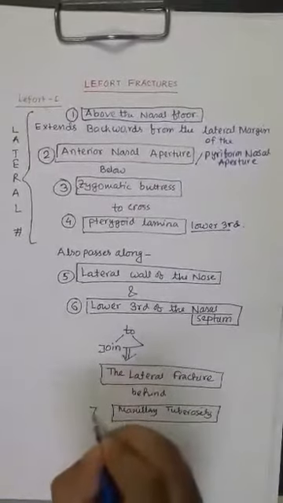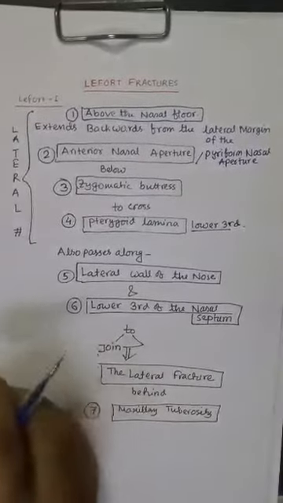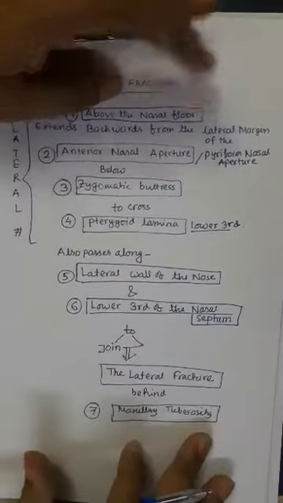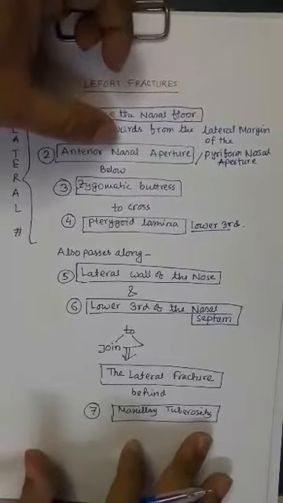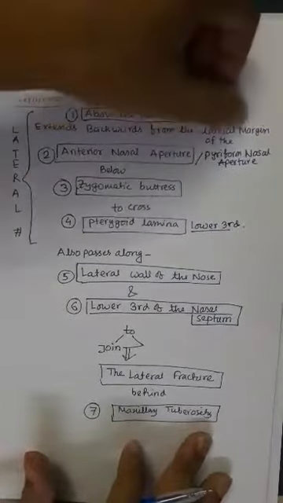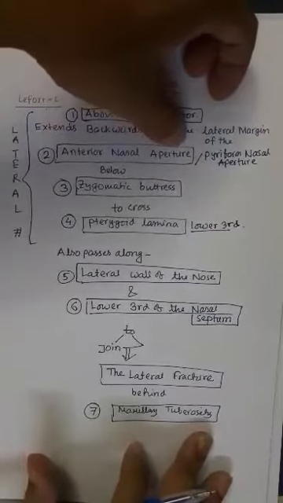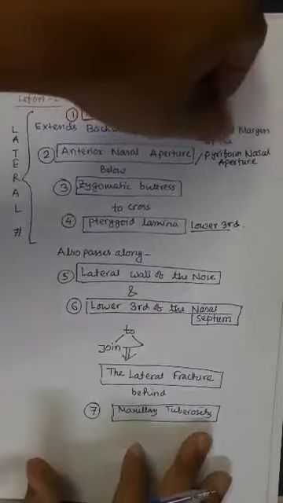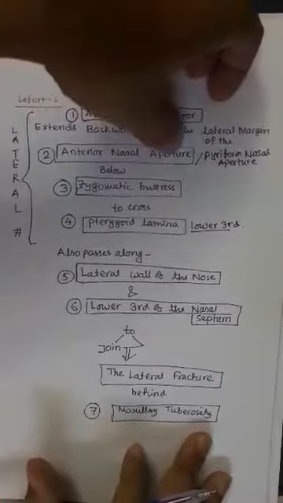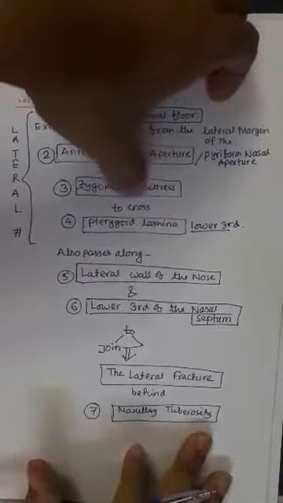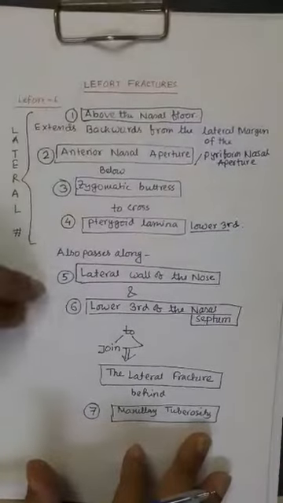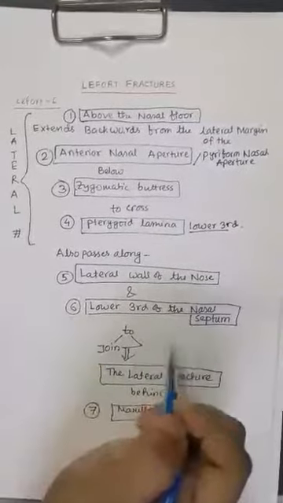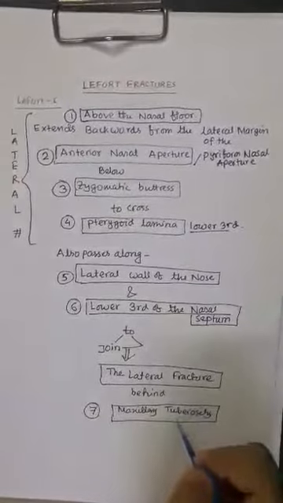behind the maxillary tuberosity. So you can remember here 7 points: above the nasal floor, then the anterior nasal aperture, extending backwards from the lateral margin of the anterior nasal aperture, below the zygomatic buttress to cross the pterygoid lamina. And it also passes along the lateral wall of the nose and the lower third of the nasal septum to join the lateral fracture behind the maxillary tuberosity.